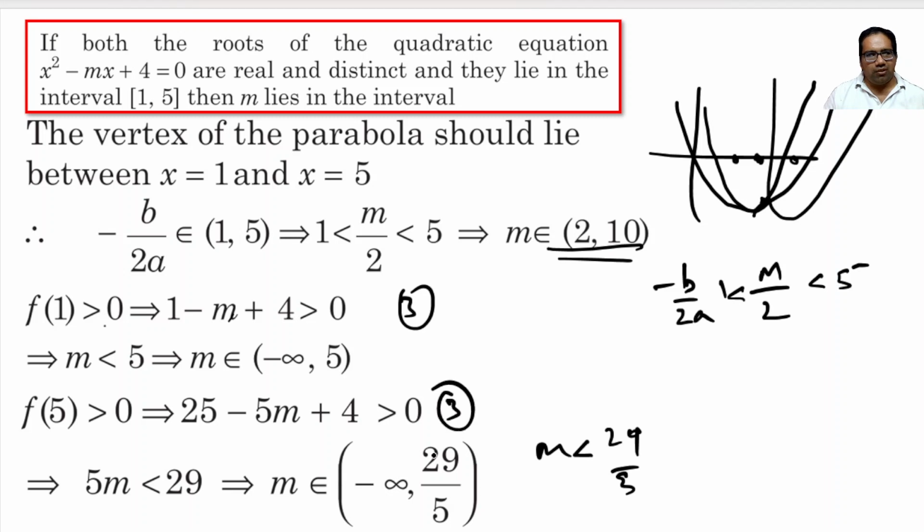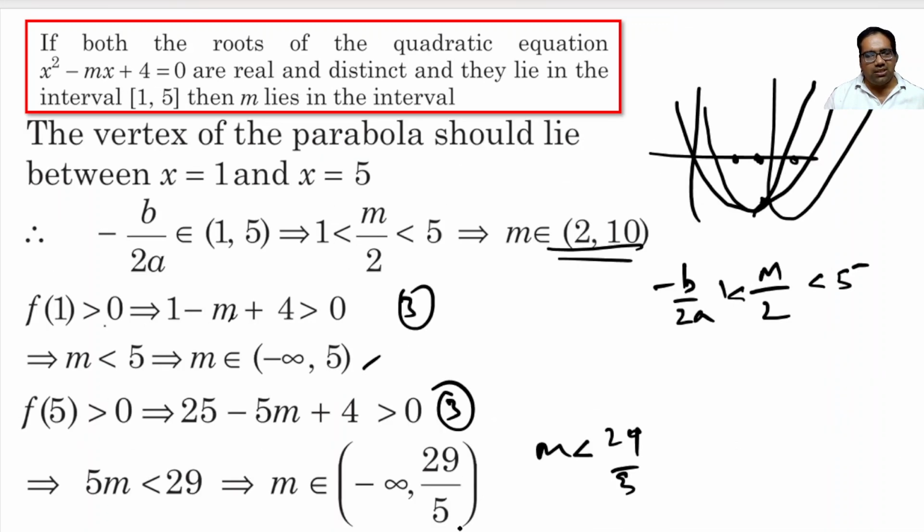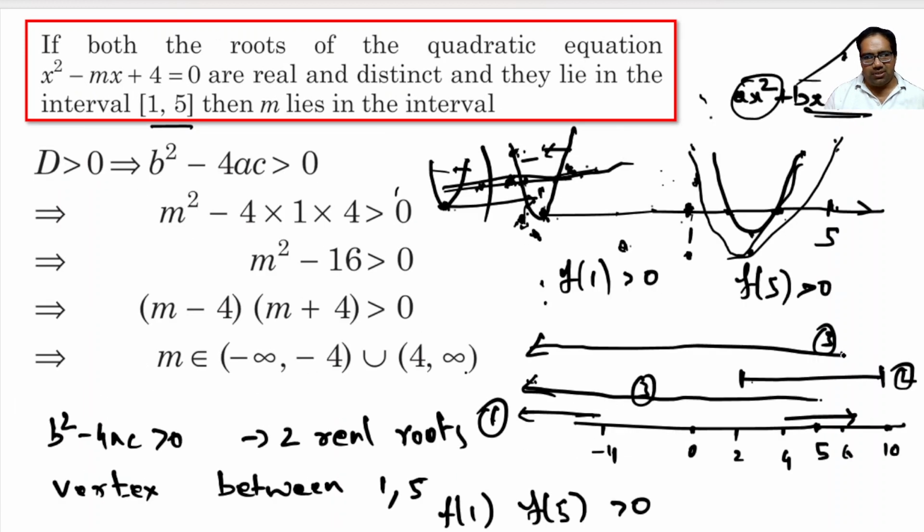Condition number 3 has two parts. The first part says m is less than 5. That is this line, m is less than 5. The second part is m is less than 29 by 5, which is roughly 6. That is this part. Right, we have condition number 3 here, condition number 1 here, and condition number 2 here.